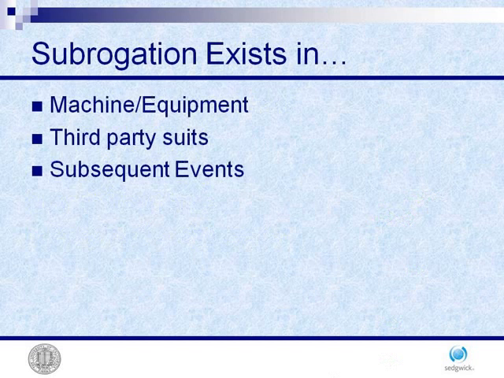It also can exist in the operation of machine or equipment, in third-party suits, and in subsequent events. Subsequent events tend to be more in our professional liability arena. Let's say there's an auto accident. The person is taken to the emergency room. There's a subsequent medical incident. Both of those events will be a factor in the injured party collecting damages.